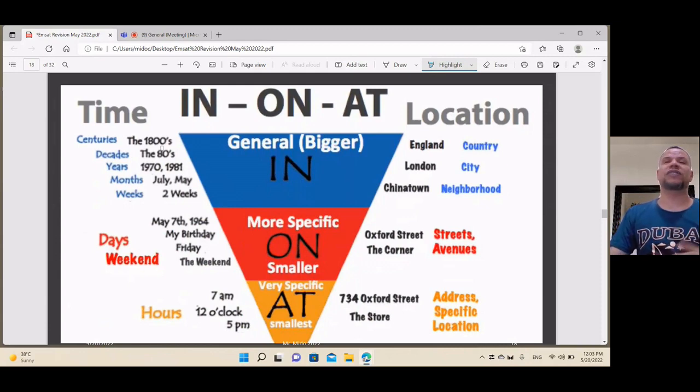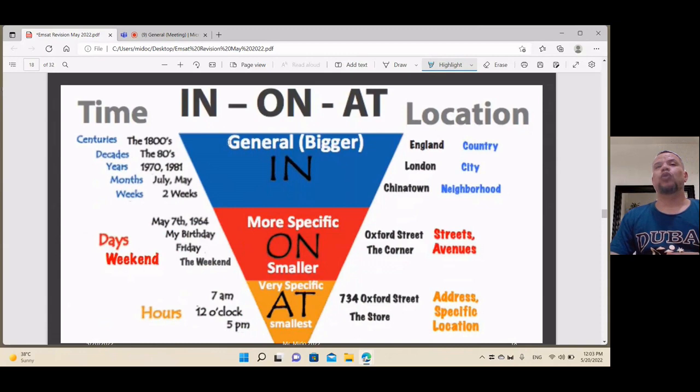Decades: a decade is 10 years, so it means a long time. For a bigger time, a bigger place, use in. In years, I mean in 1990 or in 2022 and so on. So these are dates, years. Months: in July, in May, in April, in January. In weeks, you can say that.